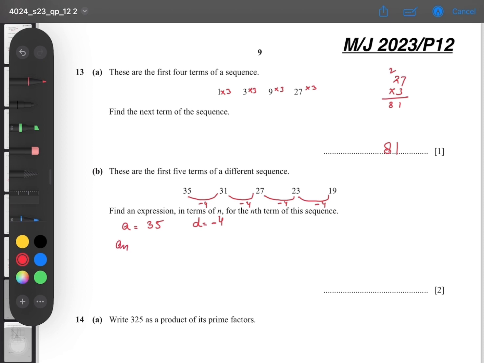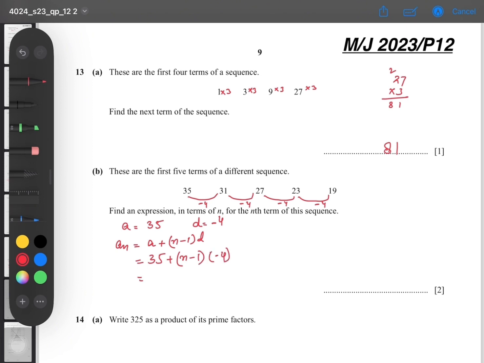So we just plug in the values in the formula for the nth term, that is a plus n minus 1 into d. Just plug in the values: 35 plus n minus 1, common difference is minus 4.